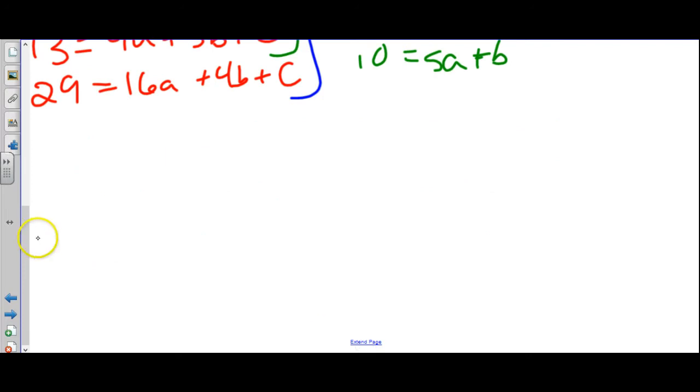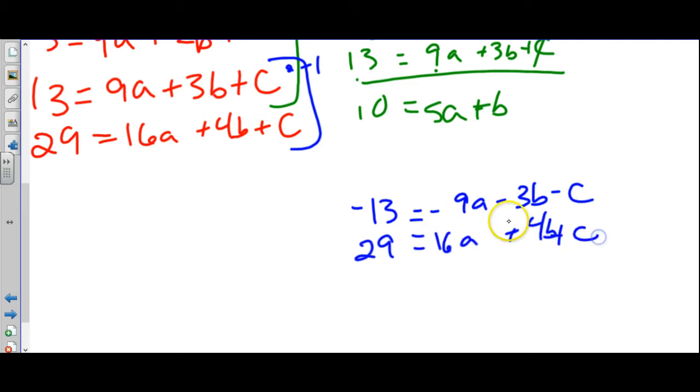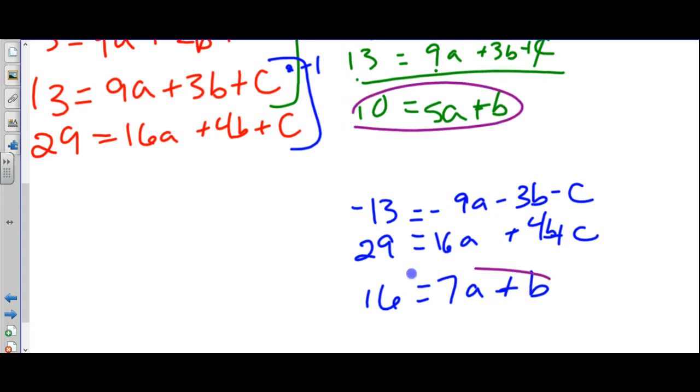So we would have negative 13 equals negative 9a minus 3b minus c. Our second equation is 29 equals 16a plus 4b plus c. Again, we add. Negative 13 plus 29 is 16. Negative 9a plus 16a is 7a. And negative 3b plus 4b is 1b. So now we have our two equations that only have a and b.